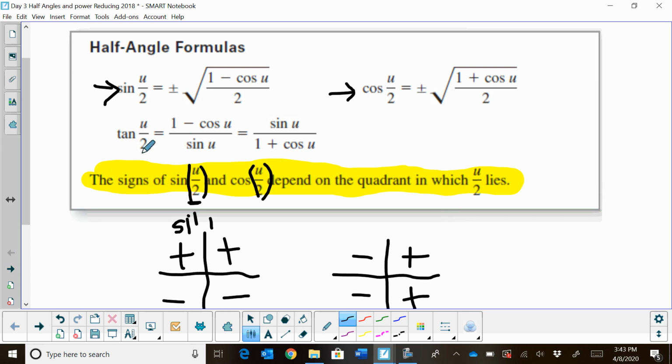Now, for tangent, you don't have to worry about quadrants or signs. They actually work themselves out in the equations. So the tangent of the half angle is equal to either, you can use either formula, 1 minus cosine u, so cosine of the original angle, all over sine u, or sine u over 1 plus cosine u. So you can use either one, it doesn't matter.